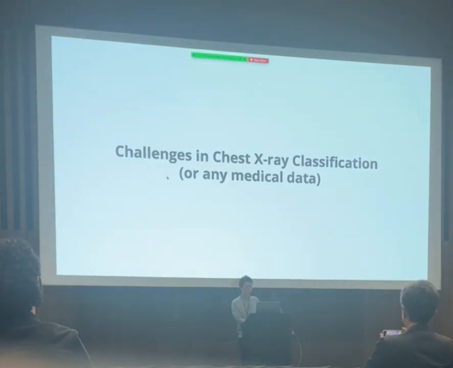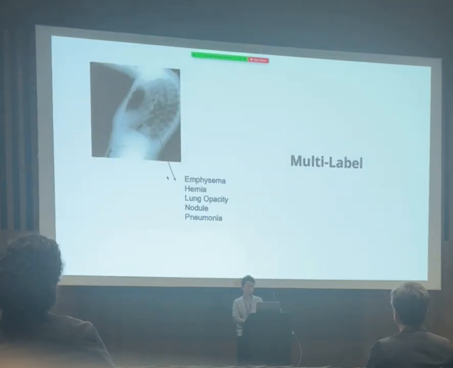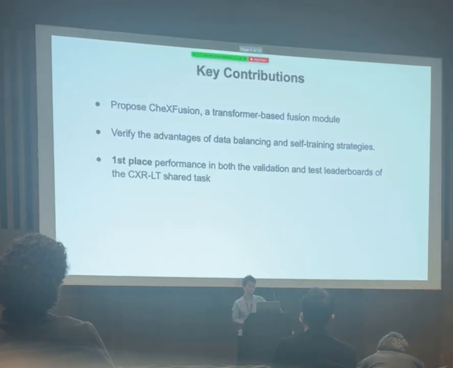So, to present some challenges in chest X-ray classification, or any kind of medical data in general. One problem is that we are often given long-tail distribution of classes. Another problem is we often face multi-label settings, where there are multiple labels for a single data type. And one more problem that I identified was that we're given multiple views or multiple modalities for a single patient. And these are the three main challenges that I identified in this particular challenge and medical data in general.